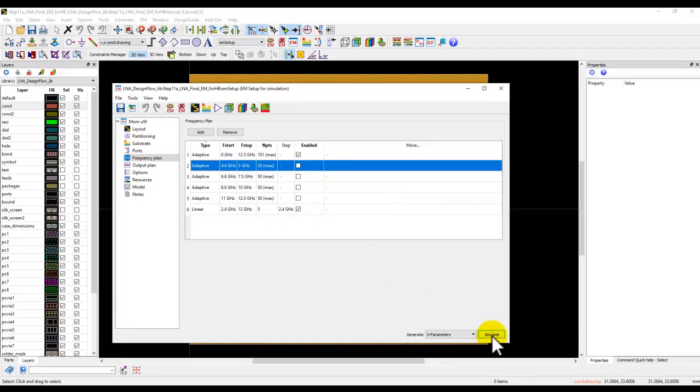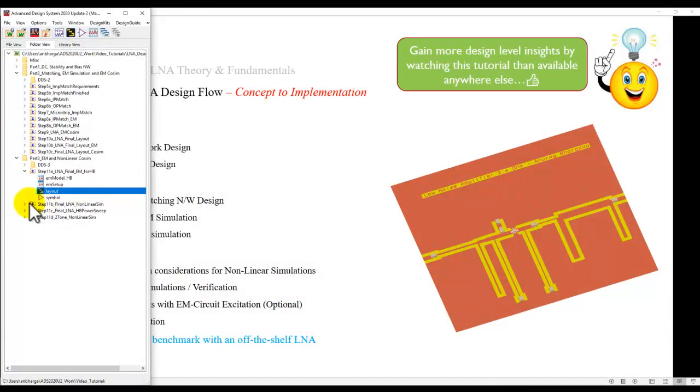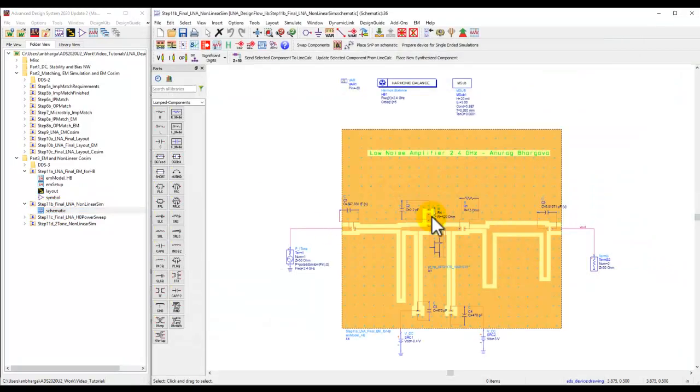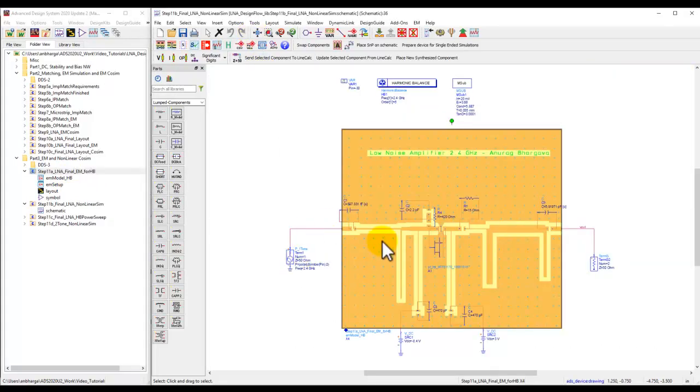All right. So after this, you can go ahead and simulate, and the rest of the process is the same, and you end up getting the same kind of component. But here you can see I'm referring to the step 11A component, which is nothing but this setup here, and I have an EM model generated for HP. All right. And this is just a name. By default the name would be EM model, but I just suffixed _HP to differentiate it.